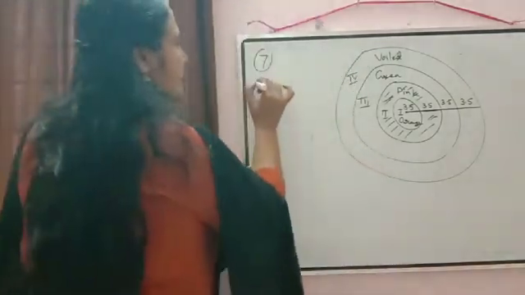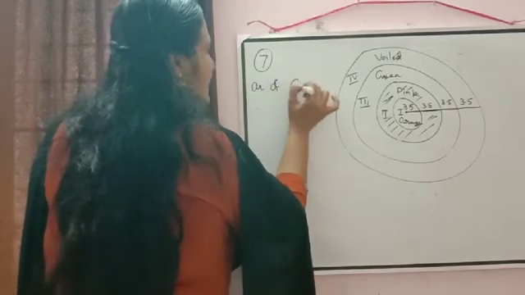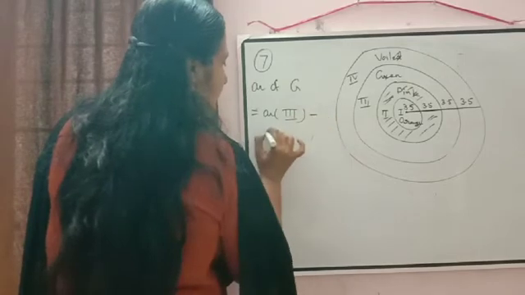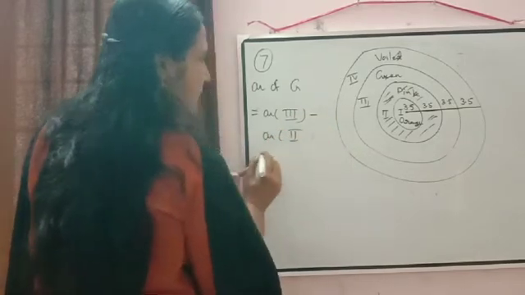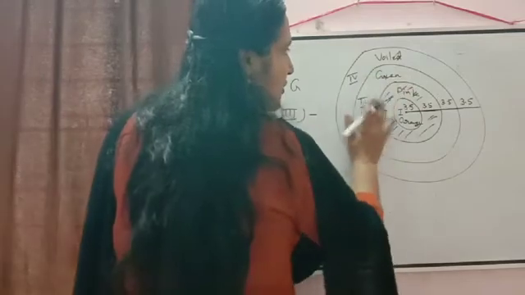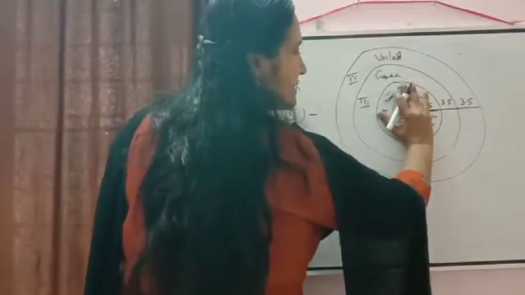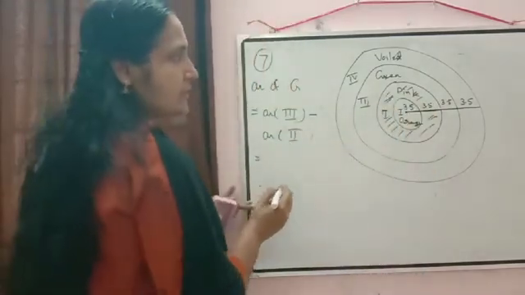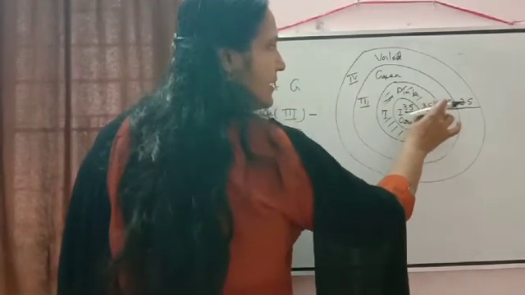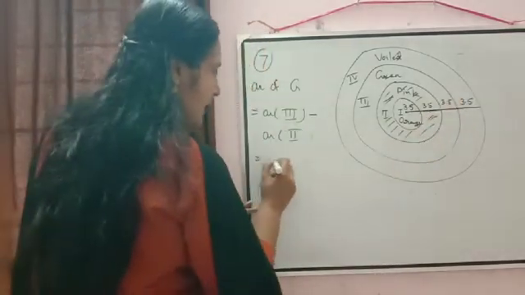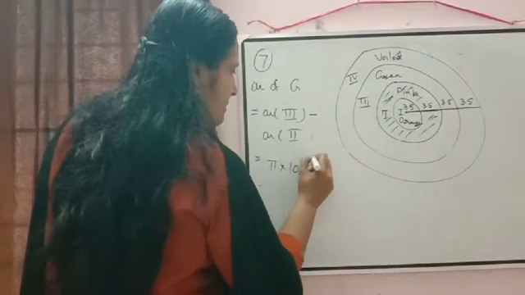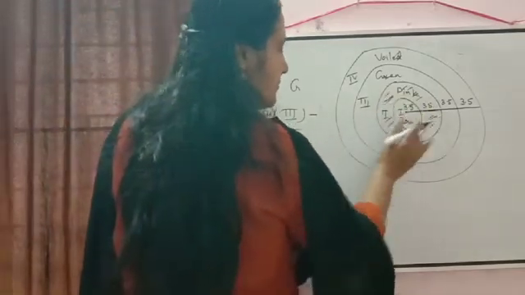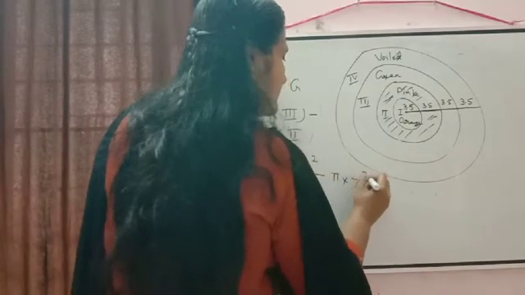Area of green region is equal to, what will come? Area of third minus area of second one. When I am writing area of third, it means total area, from that we are subtracting the full area of this second region. So area of third, if you check, till here it is 7. So 7 plus 3.5 is 10.5. So pi into 10.5 square minus area of second, means this region. So that will come pi into 7 square.